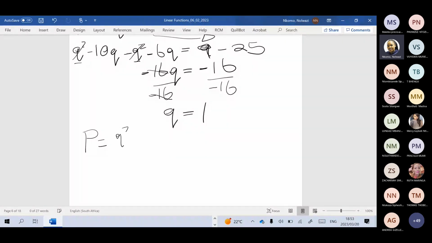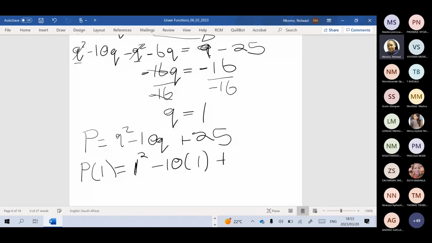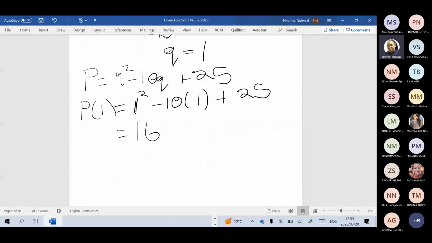This is our demand function, right? Okay, I'll substitute here. If you substitute here, we have P of 1 equals 1 squared minus 10 times 1 plus 25. If you punch this in your calculator, you should get 16, right? So this means at Q equals 1, both the demand and supply function will give 16. And this is our equilibrium point.